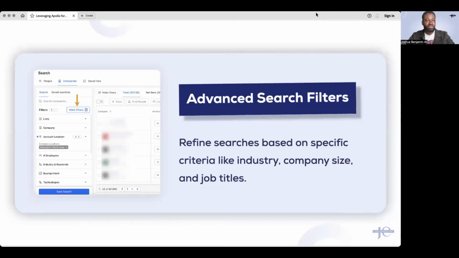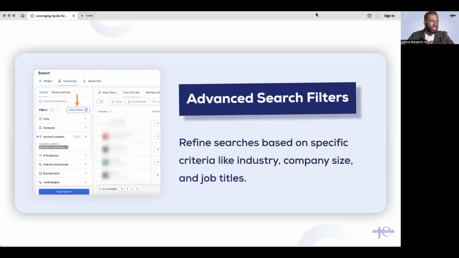So next one, advanced search filters. So this is what I was referring to. You are able to refine specific searches to criteria based on the industry, the company size, job title. So if you want to look for a CEO, marketing directors, or COOs, you're able to pinpoint exactly the kind of position the person has in the company that you want to reach out to. And by so doing, it's very specific to your niche, based on your company and what kind of service you offer in your company.